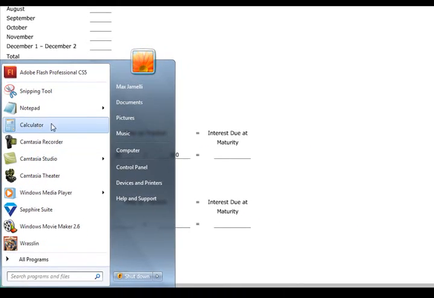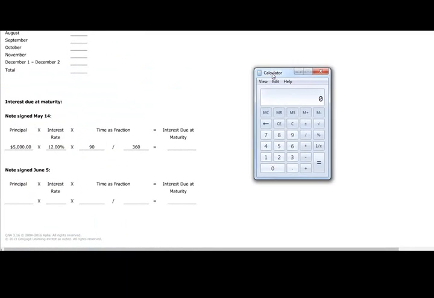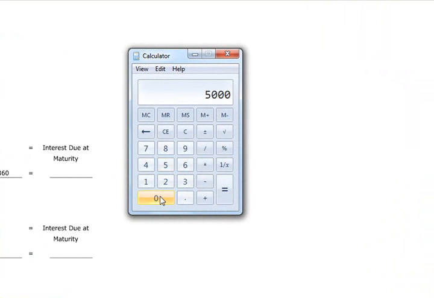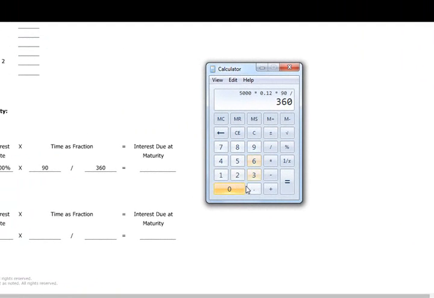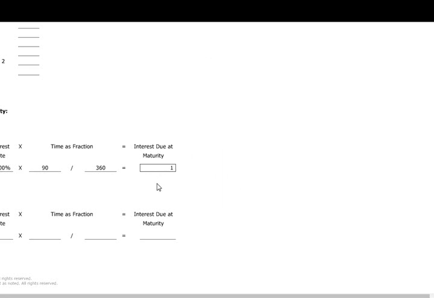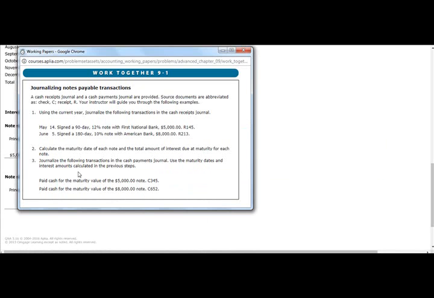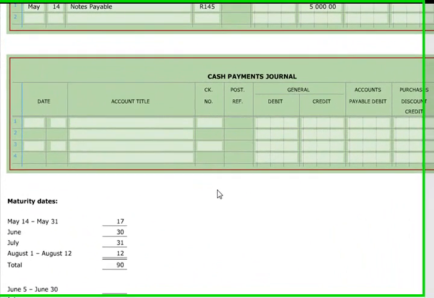So if I take my calculator and do 5,000, multiply it by 0.12, that's 12%. I'm going to multiply it by 90 divided by 360. The interest due at maturity is going to be $150. I'm going to plug that in right there. So Aplia gives you a spot for notes. This will be important when we go to pay cash for the maturity value of the note. Okay, so let's do that up here.